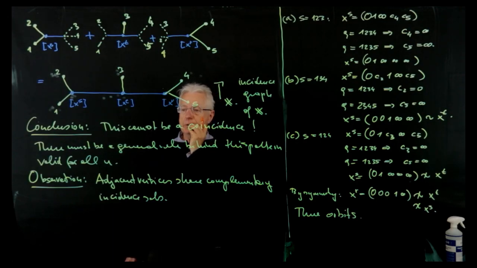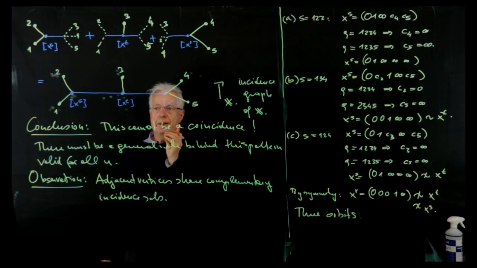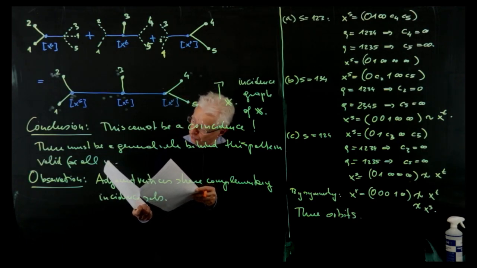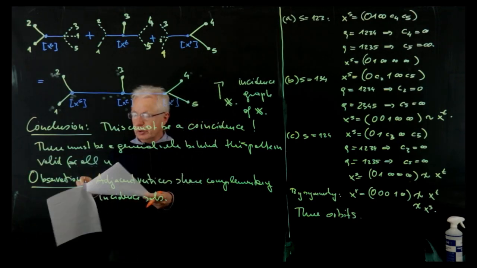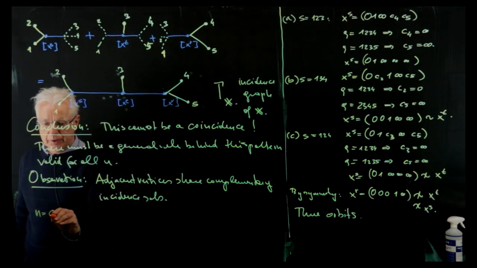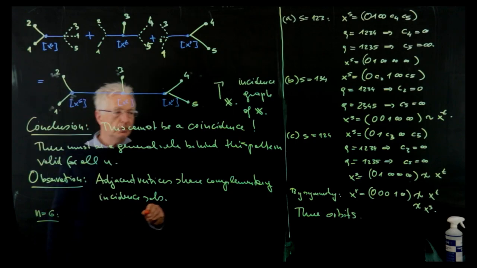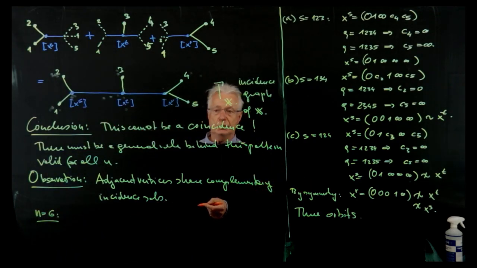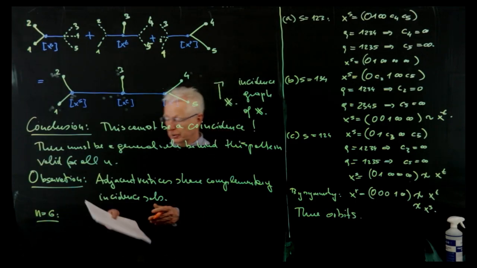Now you can think about how you do it. In the general case, you can try to do the case n equals 6. But you can also do the opposite. And I will conclude with this. For n equals 6, you start with such trees, and then you look for the strings. Okay?